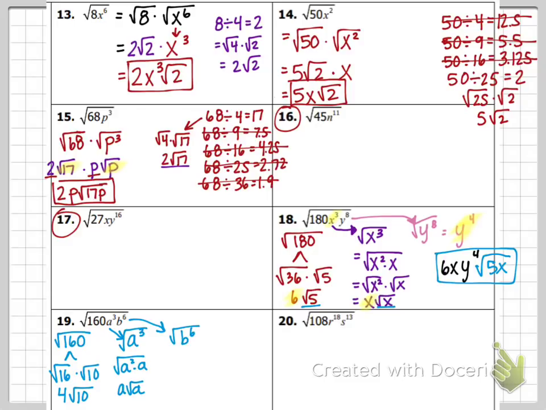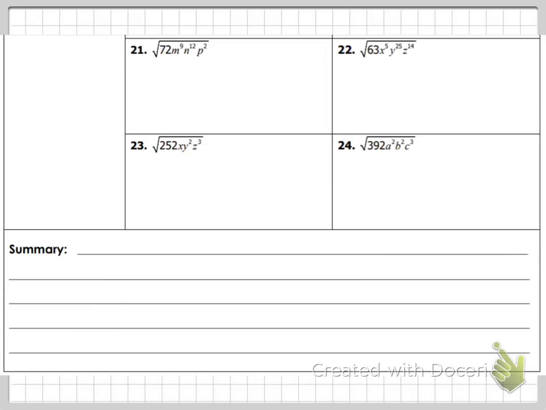And then b to the 6th, that's an even number, so we can just divide that by 2, so it's b cubed. And now we're going to look at all of our numbers on the outside, so 4a and b cubed, and we're going to put that together. And what's left on the inside of the square root is 10 and a. So you guys try 20, and we're not going to do 23 and 24, so let's try 21, and then you guys will try 22.